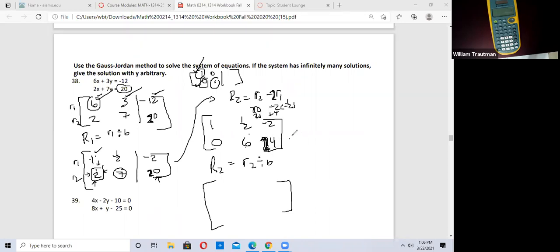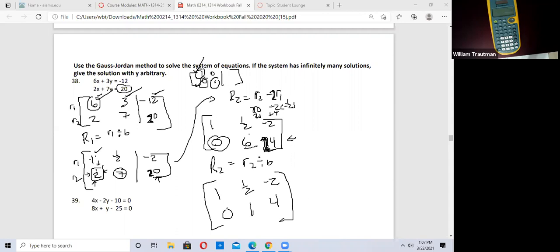Now, when I divide this row by 6, taking the old row 2, 0 divided by 6 is still 0, 6 divided by 6 is 1, and 24 divided by 6 is 4. And row 1 never changed. So we're almost there. Thank you. I looked at it and said, oh no, the answer's going to be a miserable fraction.